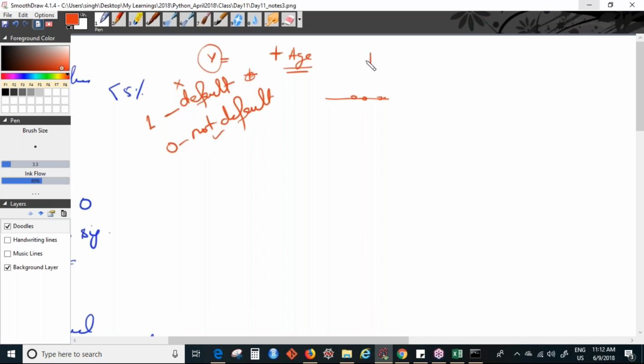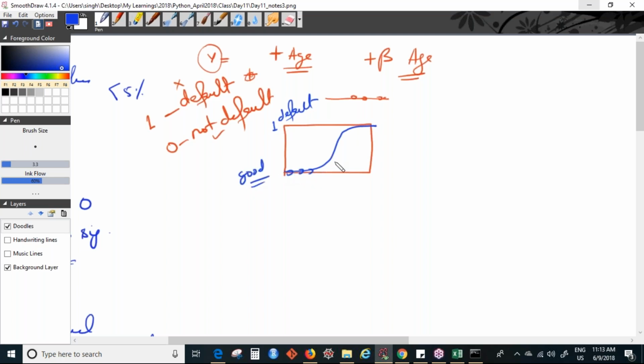And let's say now if you get a positive coefficient for age. For age, you have a positive beta. What does this mean? This means that, so remember the S curve. It looks like this, where this is the default guys and this is the good guys who don't default. They are here. And these are the bad guys. So if your beta is positive now, that means with increasing age, you tend to default more. This is what it tells you.